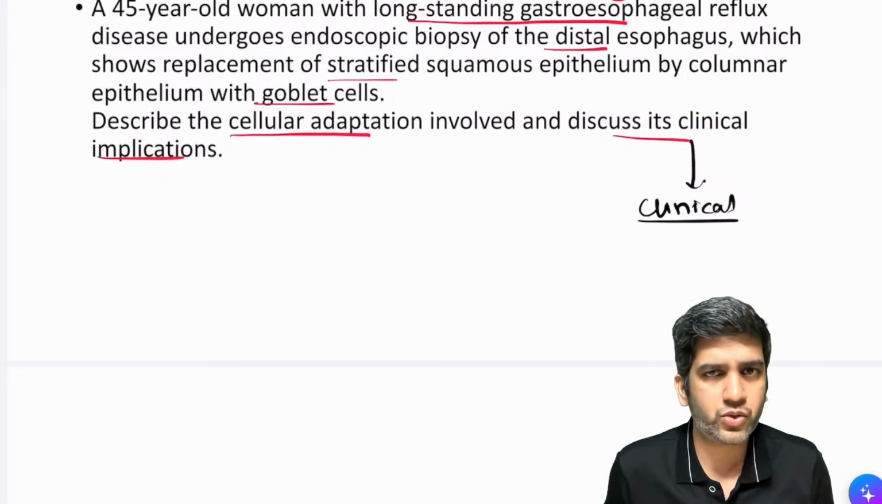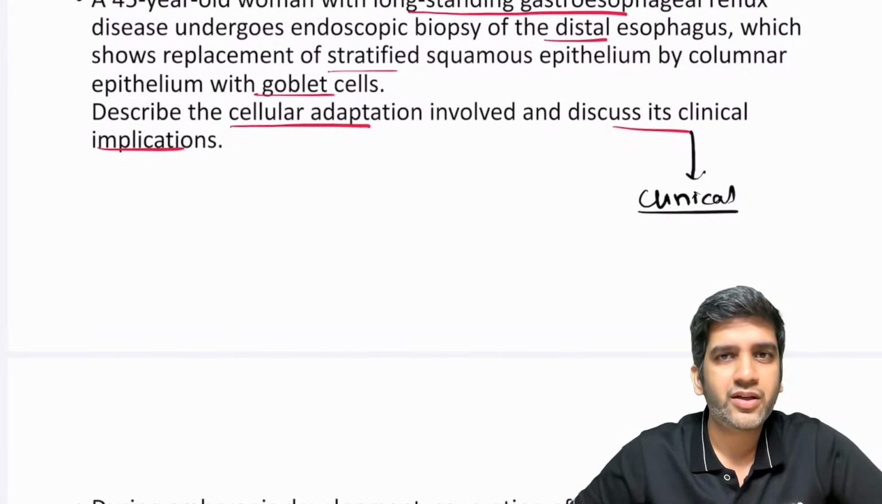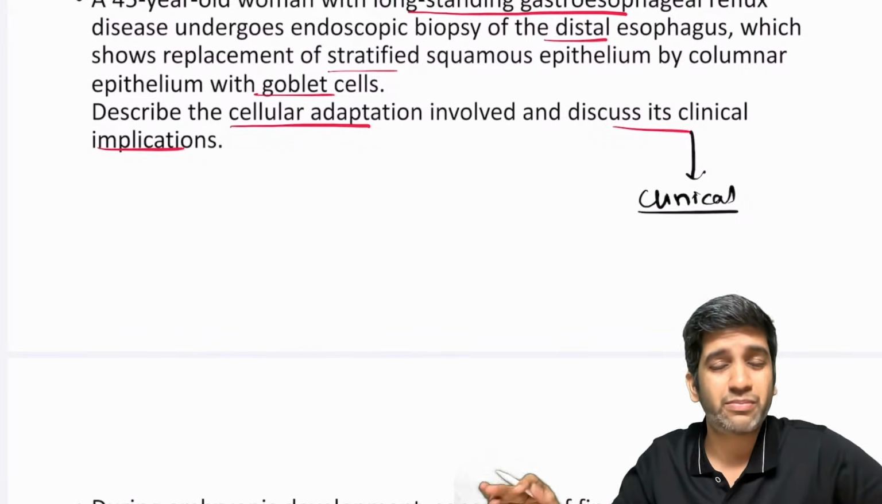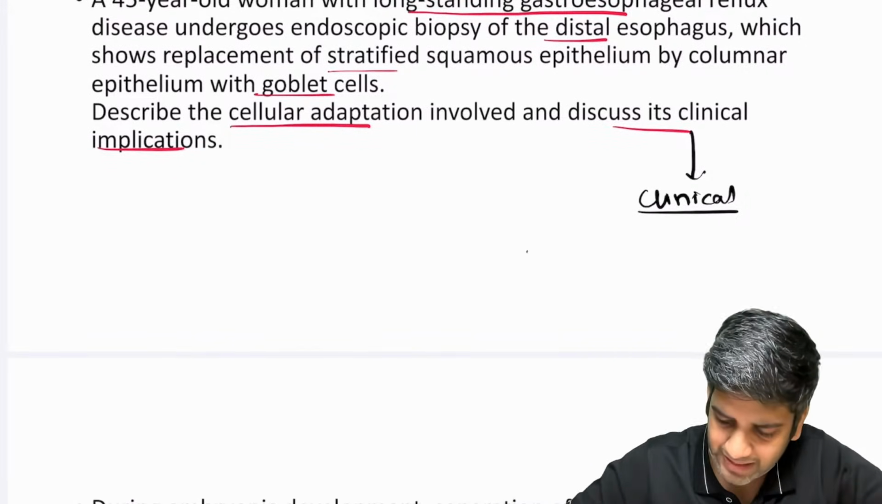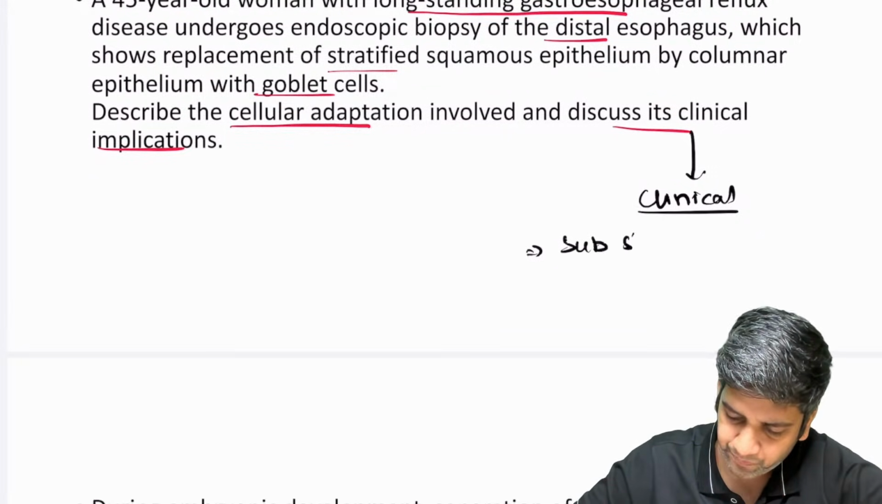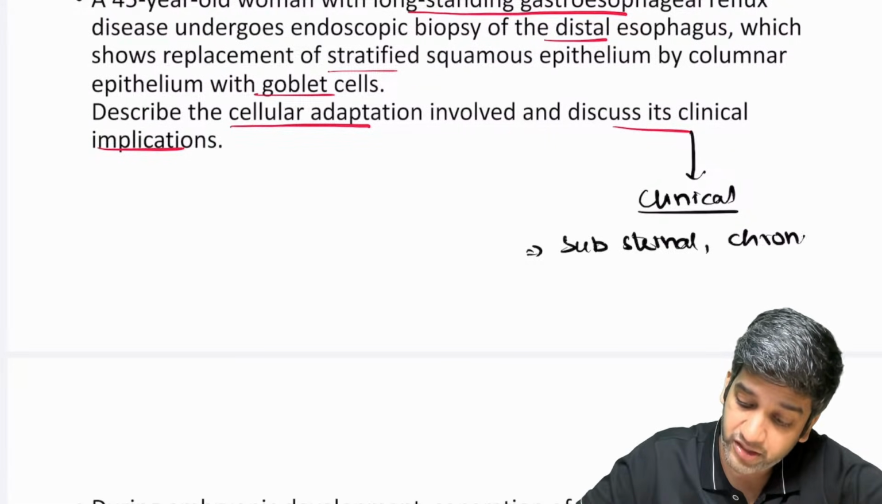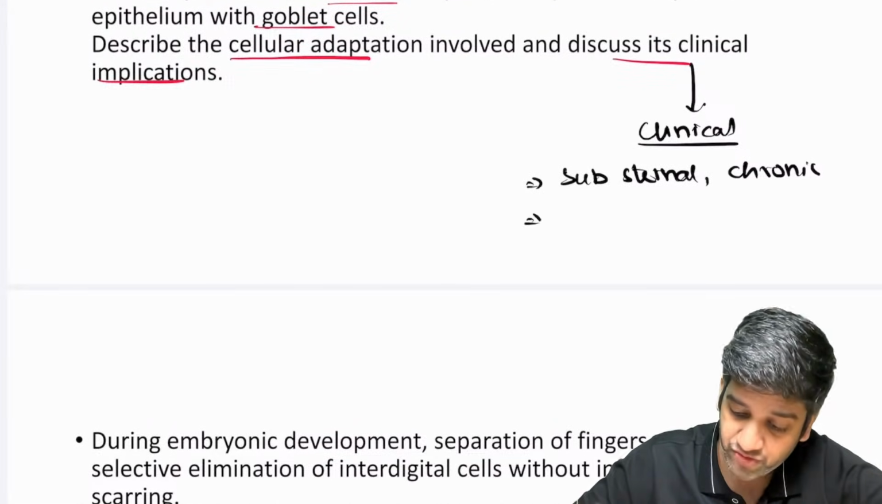Clinical implications of Barrett's esophagus. One long-term problem is definitely an increased risk of adenocarcinoma. That's definitely there. But Barrett's itself is a concern, right? Barrett's can cause very uncomfortable chest pain. There'll be a substernal pain, which will be chronic, and I'll have complications of GERD also.